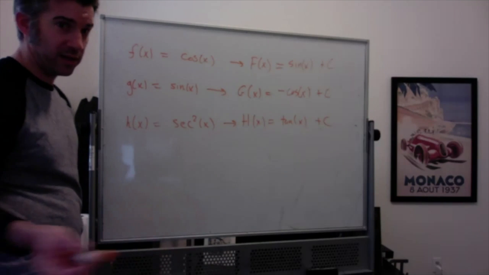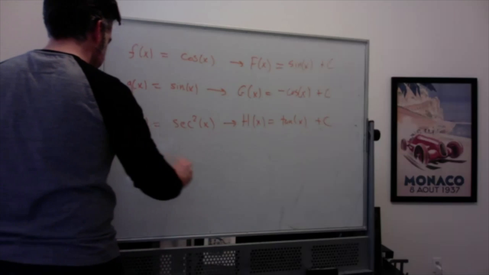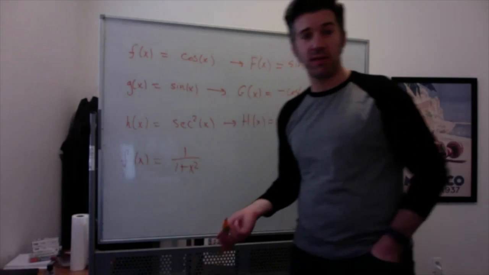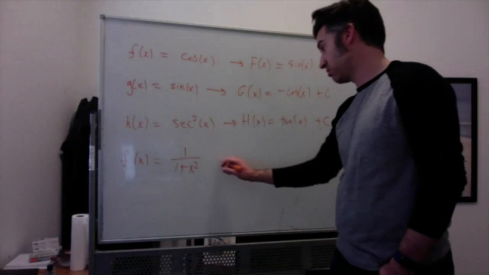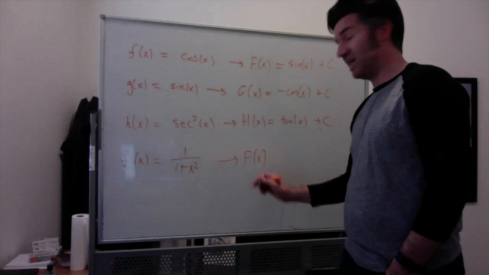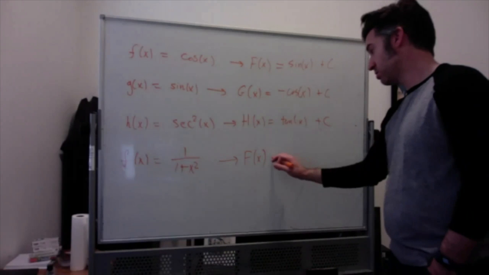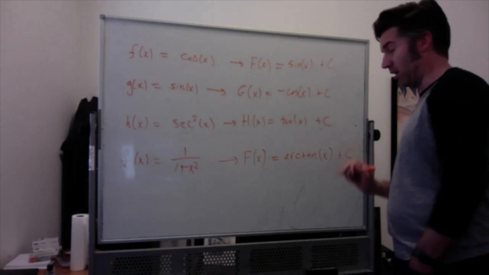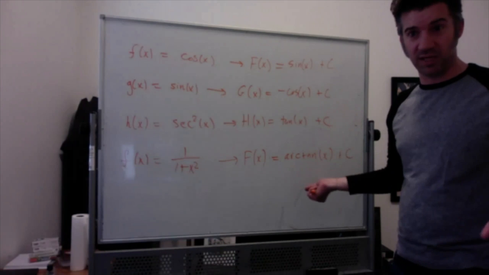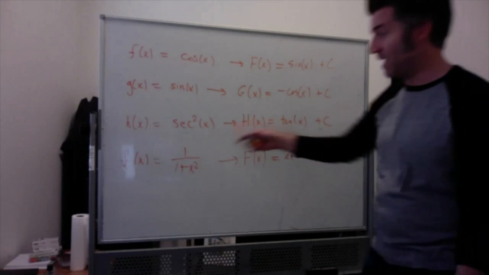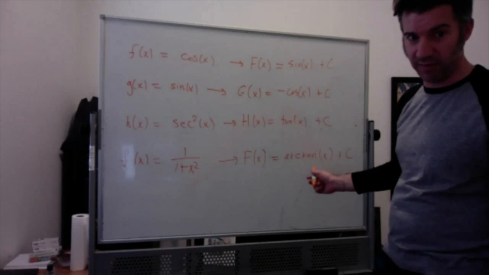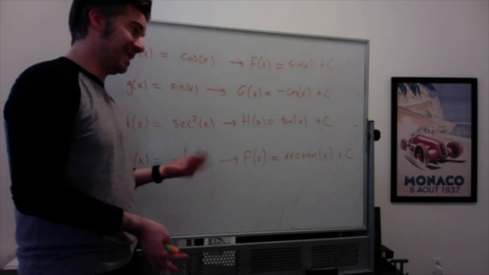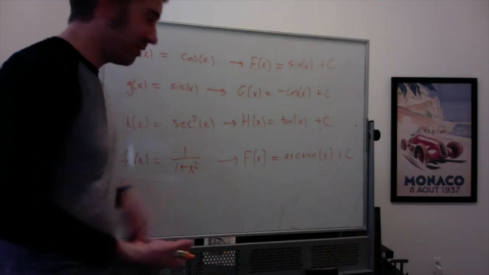Here's one that might not look quite as normal. What if your function was 1 over 1 plus x squared? What's the antiderivative? Or what's the function whose derivative is 1 over 1 plus x squared? It's not a natural log. It's an inverse trig function. We know the derivative of the arctangent of x, or the inverse tangent of x, is 1 over 1 plus x squared. So we know the antiderivative of 1 over 1 plus x squared is the arctangent of x plus c. Or I guess if you wanted to be silly about it, you could say negative arc cotangent of x, but we don't usually do that.